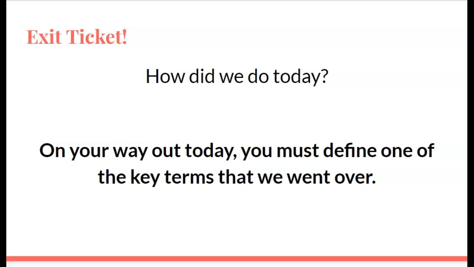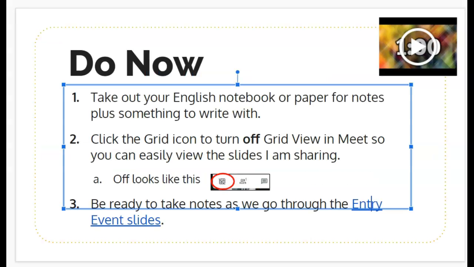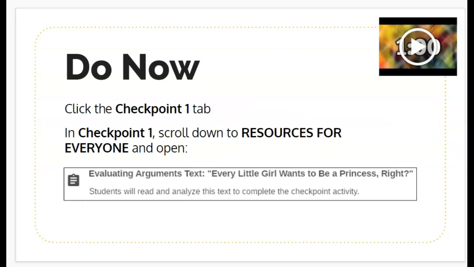So today, after we did that, we were able to move over to our project, and we only had time in most classes to read the very first paragraph of the text that we're going to be evaluating. So the next thing that you can do is to follow these steps to open your project, click on the checkpoint 1 tab, and then go down to the resources to open this text. And if you'll just read the first paragraph, that's as far as we got today, and that will catch you up to where we are here in class.